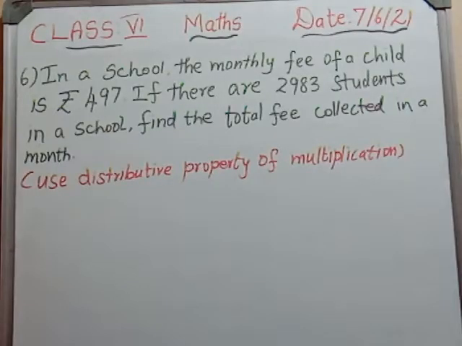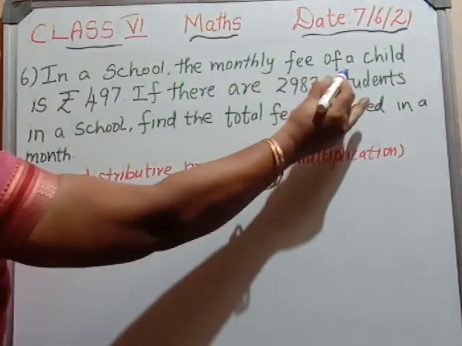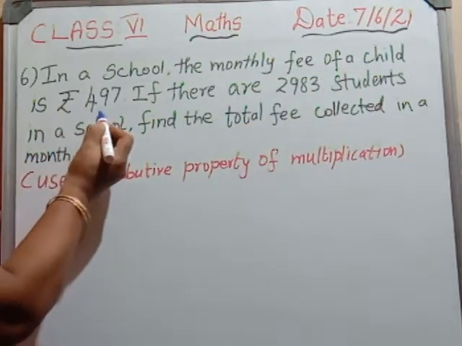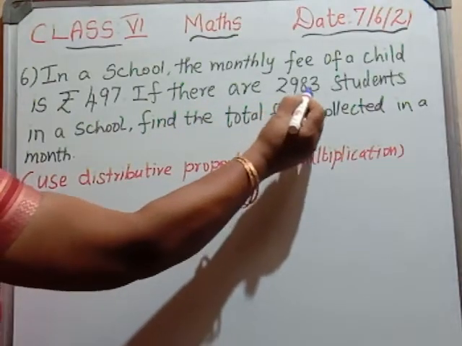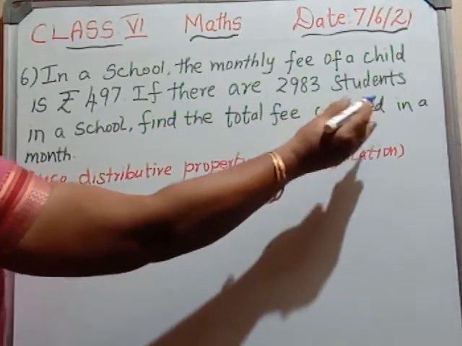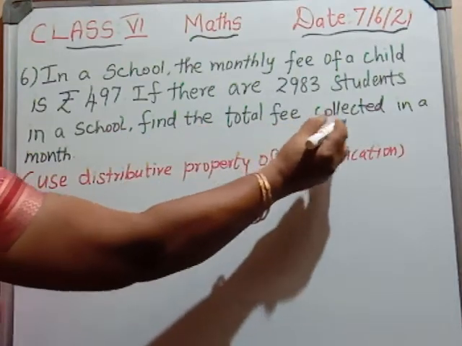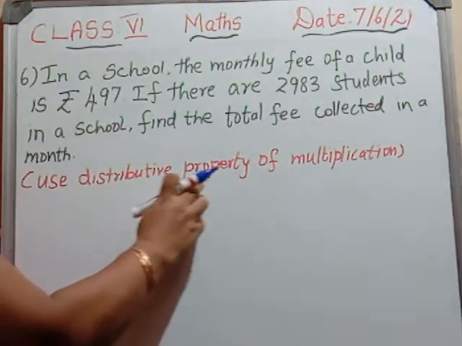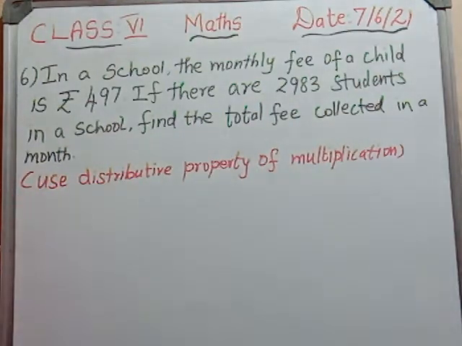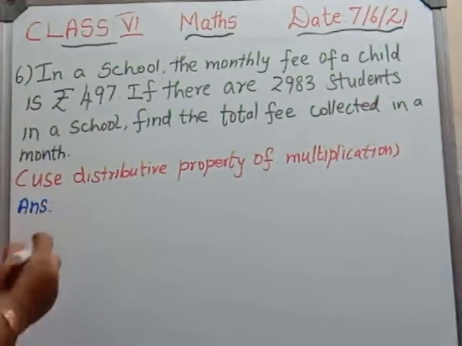Now we are going to solve the sixth sum. In a school, the monthly fee of a child is rupees 497. If there are 2,983 students in a school, find the total fee collected in a month. They have given: use distributive property of multiplication. Now we are going to solve the answer.